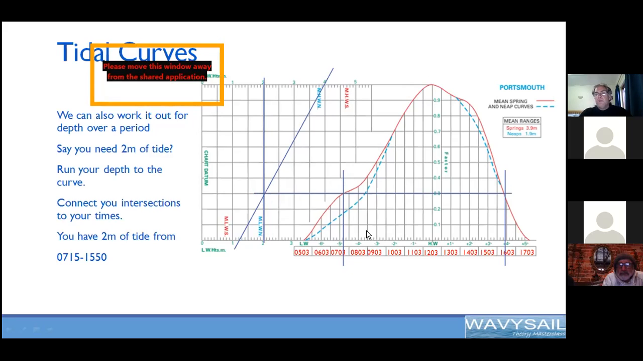From 07:15 to about just before 4 o'clock, 15:55, 15:50. That means that we have 2 meters between that time and that time. And so if you need 2 meters of tide to get out of a port, there you go. You can leave just after half past 7. Remember, give yourself a little bit of time. So say leave at 7:30, come in at 3:30, and you'll have enough water to be able to get in and out of that port, assuming you needed 2 meters of tide.